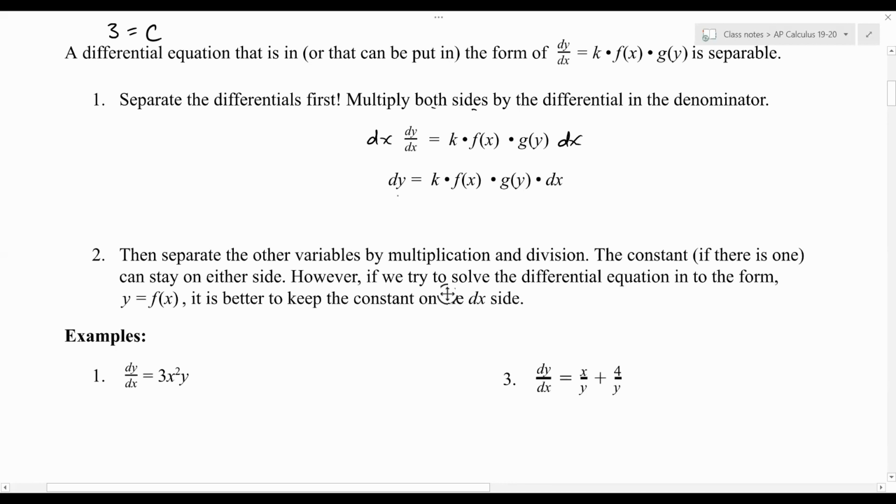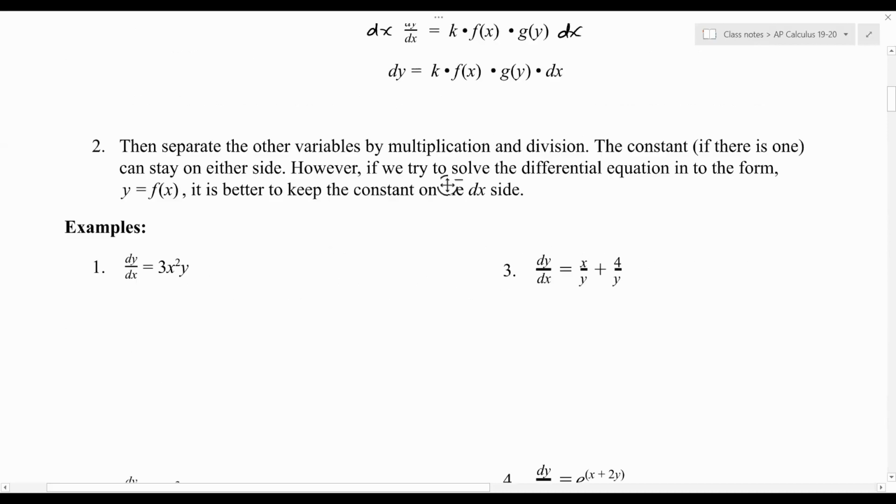Now you need to get the x's on one side and the y's on the other side. If there's a constant, it can stay on either side. However, usually if we're trying to solve, we want to solve for y, so it's easier to keep it on the x side. But keep it on the side that's easier. So let's do an example.